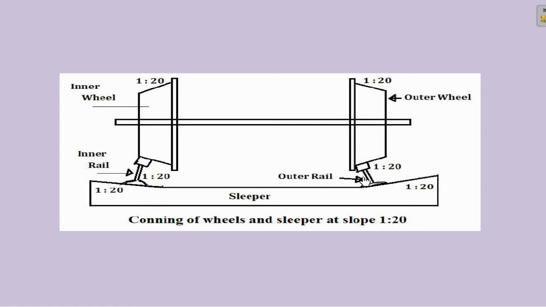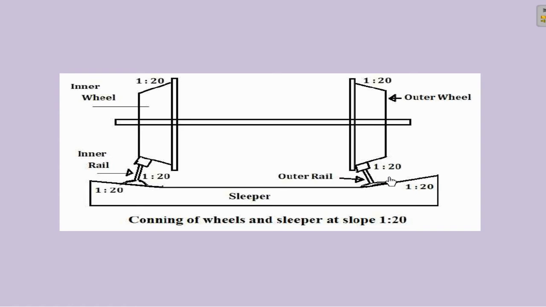Now just imagine, this is the inner rail and the outer rail, which means that the train has to move in the left direction. If the train has to move in the left direction, what happens? The train will be moving like this. I'll show you like this. In this direction it has to move.